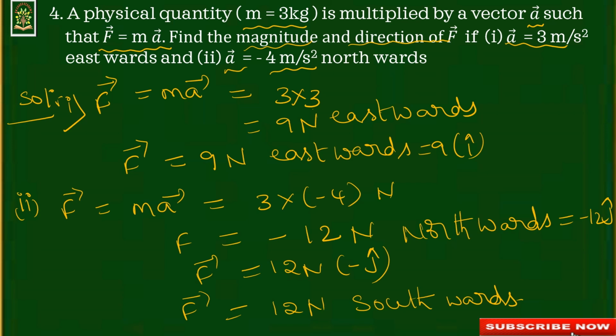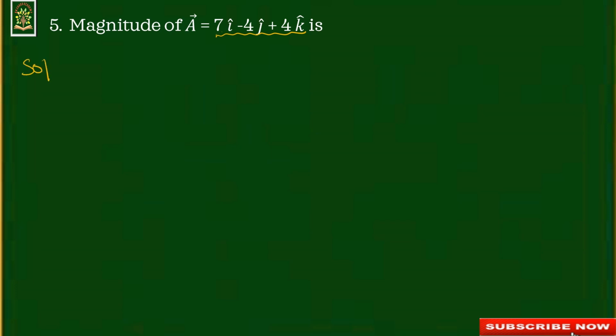Okay. Next we will go to the next question. Fifth one. Magnitude of A bar is equal to 7 i cap minus 4 j cap plus 4 k cap. Here we have to calculate the magnitude of A bar. Now let us go to the solution. Now given A bar is equal to 7 i cap minus 4 j cap plus 4 k cap.